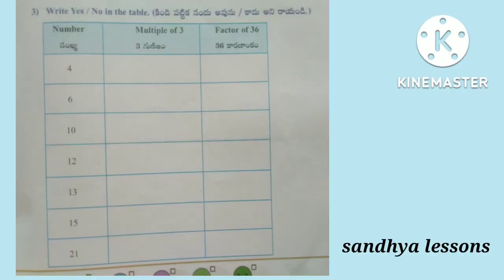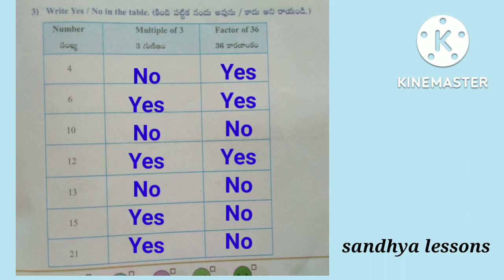Third question, write yes or no in the table. 4 is not a multiple of 3. 4 is a factor of 36. 6 is a multiple of 3. 6 is a factor of 36. 10 is not a multiple of 3. 10 is not a factor of 36. 12 is a multiple of 3 and it is also a factor of 36.